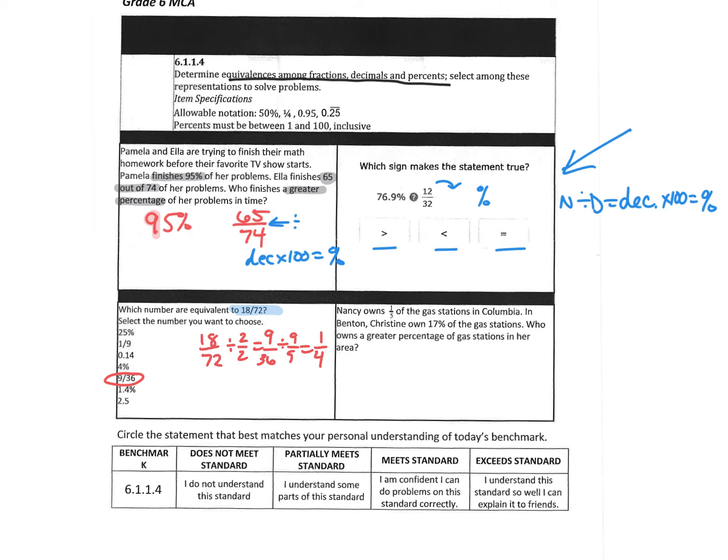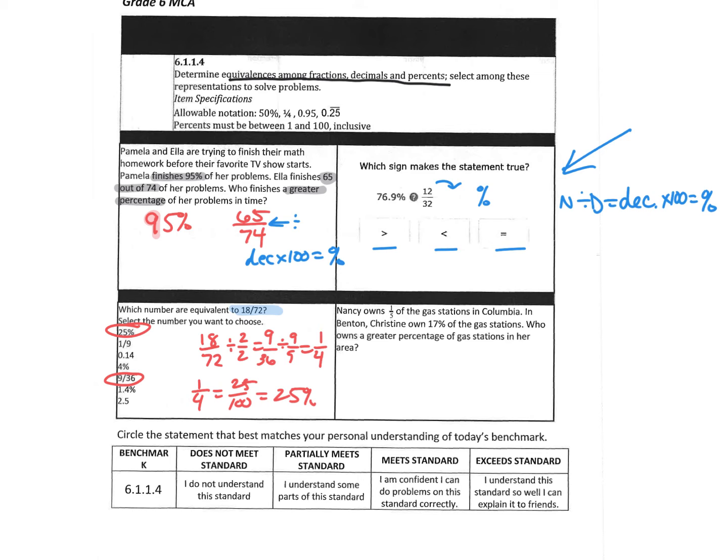That isn't an option, but I know that 1 out of 4 is the same as 25 out of 100, or 25%. So that's also the same. Because it's multiple choice, I'm going to make sure I look at these and figure out if I think any are equivalent. I don't think they are, so I'm done.